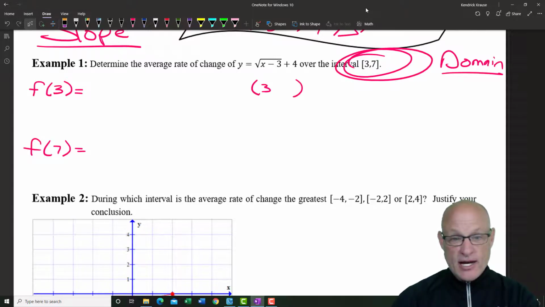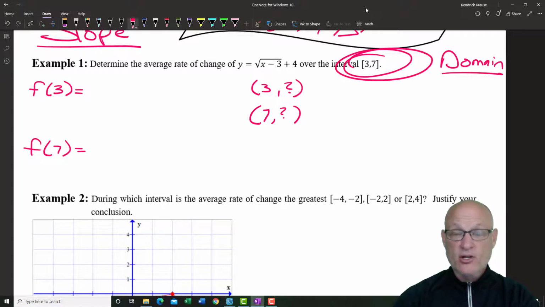Right now, I have 2 x values. You got to remember that. Every time I give you an interval like that, I'm giving you the domain. I'm giving you the x values to work with. You got to figure out what are these y values. That's our goal. What are those y values? All right, we just plug stuff in.